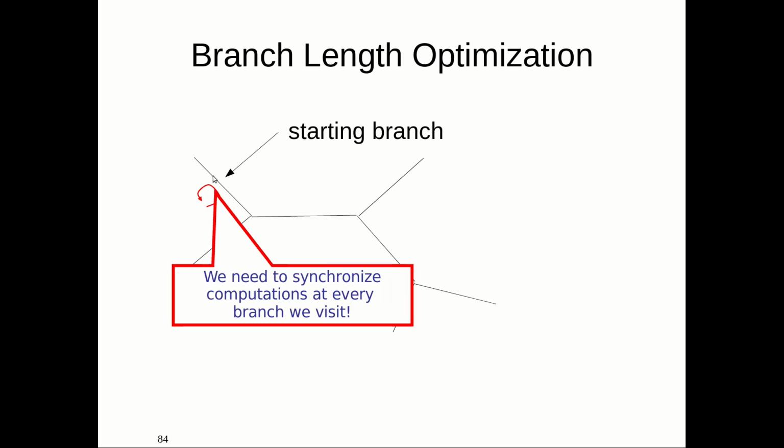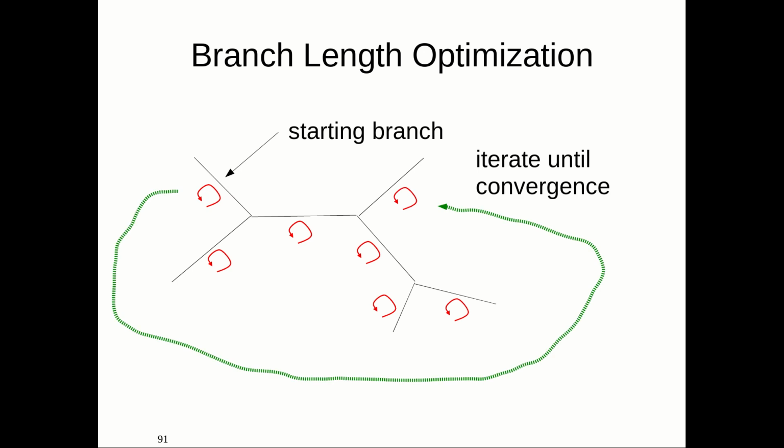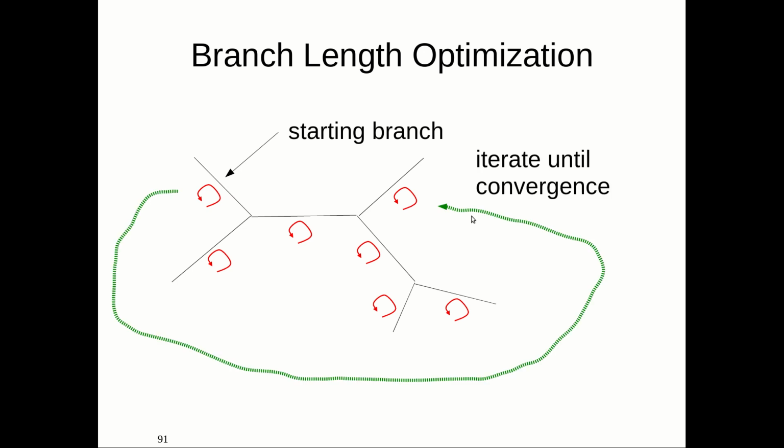And another important thing here is that we need to synchronize the computations at every branch we visit. Then we go to the next branch, optimize its branch length, etc., traversing the tree in a certain order, and then, because a change of this last branch length we optimized here may affect the values of the other branch lengths, we also iterate over the tree. So we start again at the starting branch, readapt the branch lengths, and do so a couple of times until the branch length optimization converges.